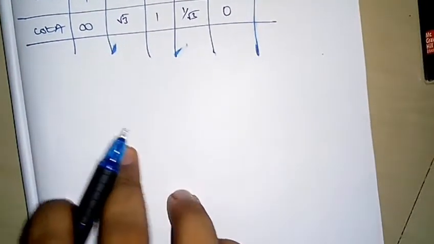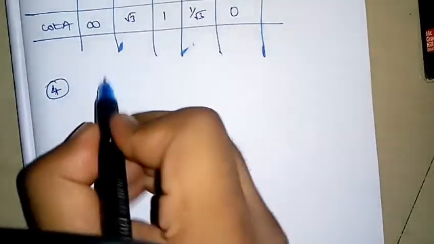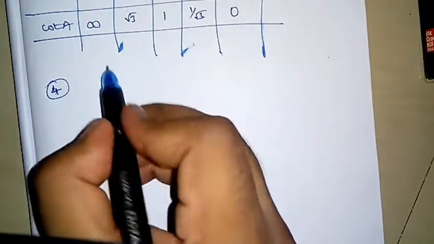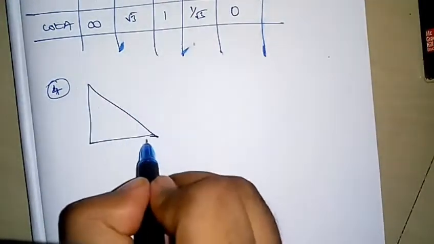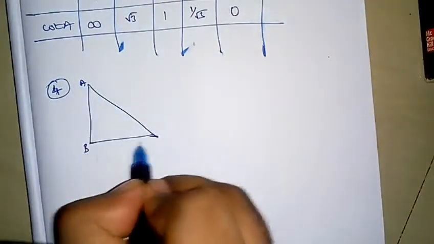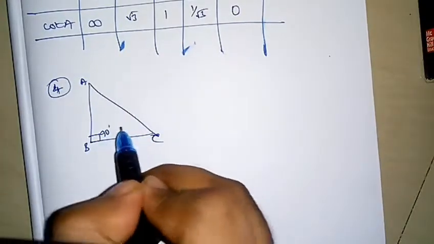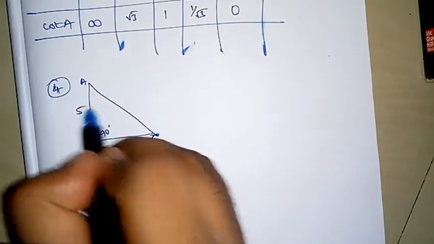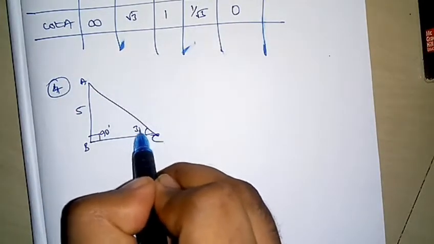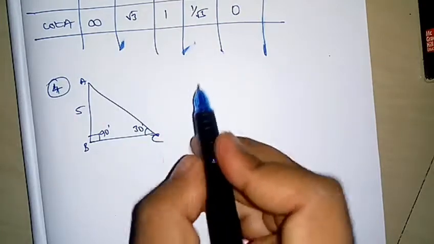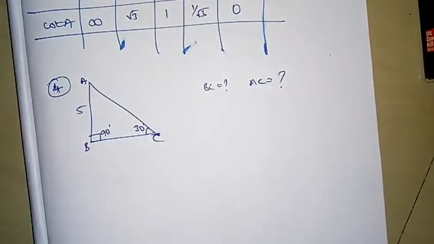Now let's solve two examples. First example is example 4 in your textbook. In triangle ABC, right angle at B. This is 90 degrees. AB is equal to 5 centimeters. Angle ACB is equal to 30 degrees. Determine the lengths of BC and AC. BC and AC are the questions.